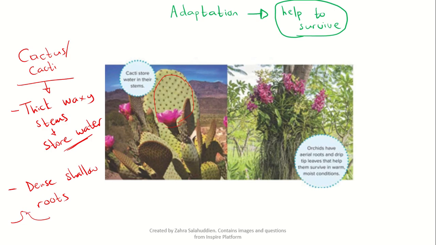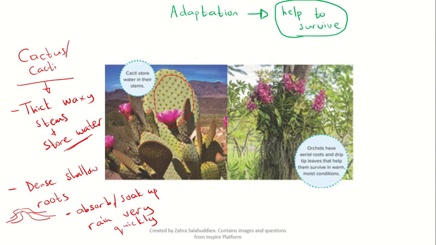So their roots are dense and close to the ground. Shallow means they are close to the ground. And why are they dense and shallow? Because they want them to soak up the rain very quickly. So they absorb, or they soak up, they take in the rain very quickly.